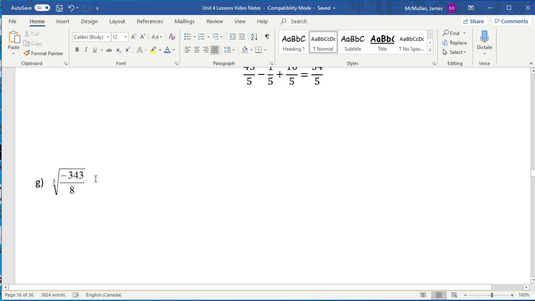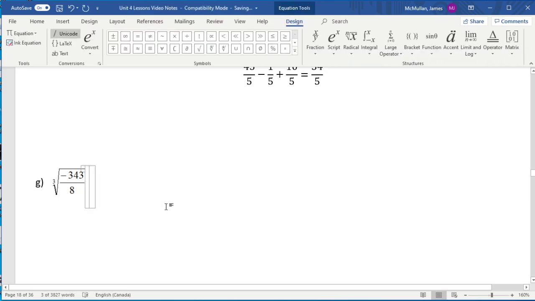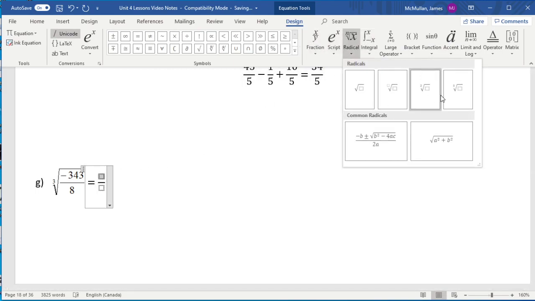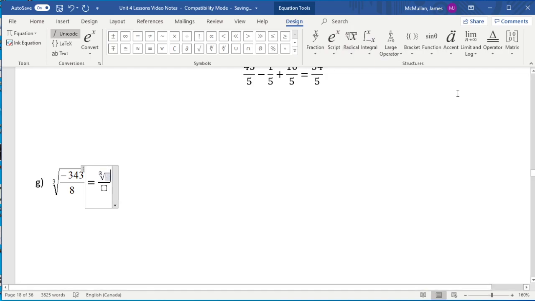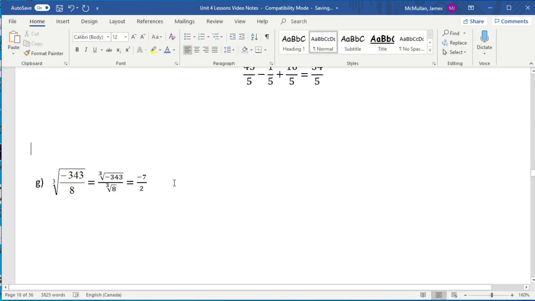Okay, this one. The cube root of negative 343 over 8. Okay, this one you can use an equivalence here. So we can make the top and the bottom each a cube root. The cube root of negative 343, and then the cube root of 8. Now, the 343 is a tricky one. You might not know this one. You could try it on your calculator. If you don't, the answer is 7. And it's negative because it's a cube root of a negative, and the bottom number is 2 because the cube root of 8 is 2, right?